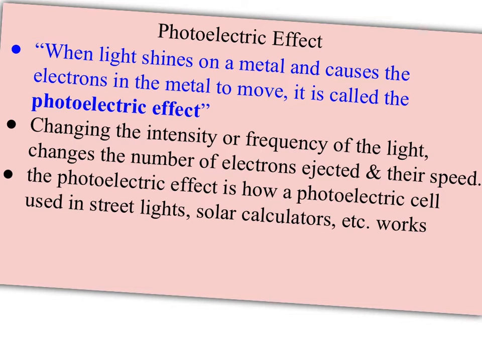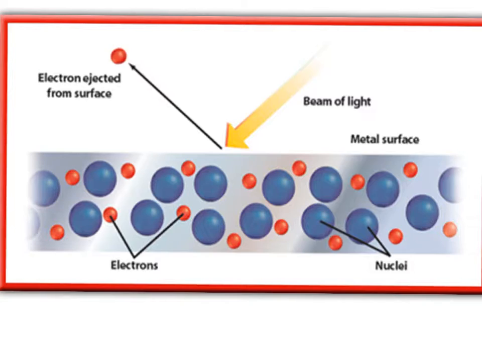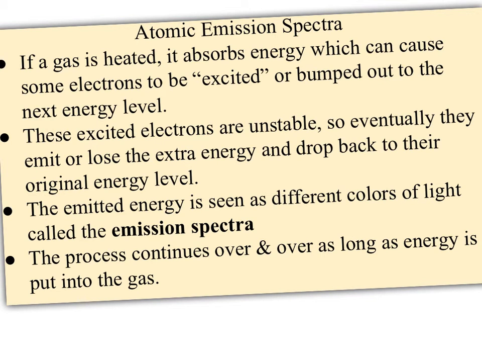And this is what you know as solar cells, like the solar cell on a calculator, or photoelectric cells on things that turn on and off automatically, like street lights at night or maybe a night light in your home. That's all based on the idea of the photoelectric effect. So here's a picture showing what happens. A beam of light hits the metal surface and electrons get ejected or move along within that metal, and that's the photoelectric effect. Atomic emission spectra, as we've talked about earlier, is basically the opposite process.